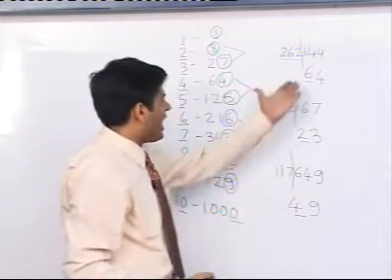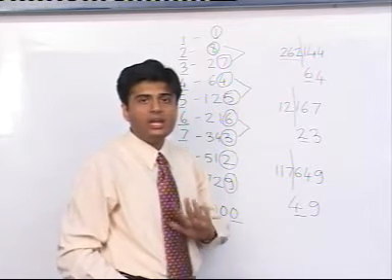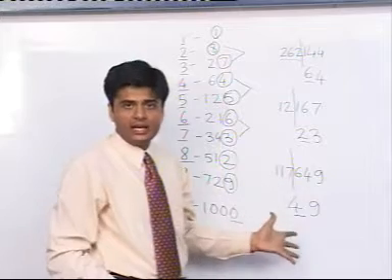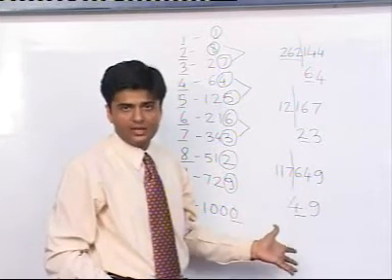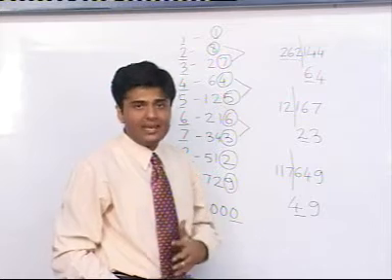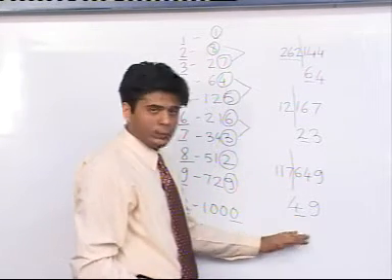So you can see how quickly we got the answer. In fact, we have not done any intermediary step. Just by looking at the number, we can get the answer. This is the beauty of Vedic mathematics. Just by glancing at the number, you can in many cases get the answer. So with this, we complete the chapter of cube root.